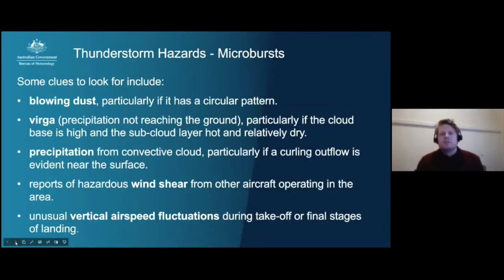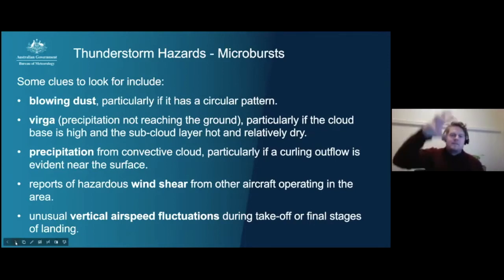There are a few clues you can look for to see microbursts. Dust is a common one if it's a dry microburst. Sometimes they don't have that blob of precipitation to recognize where that downdraft is. Dust, more commonly inland where there's less vegetation, you can see blowing out in a circular pattern. Virga, which is what we call precipitation that doesn't reach the ground, is particularly common if the cloud base is really high and it's hot and dry near the surface.